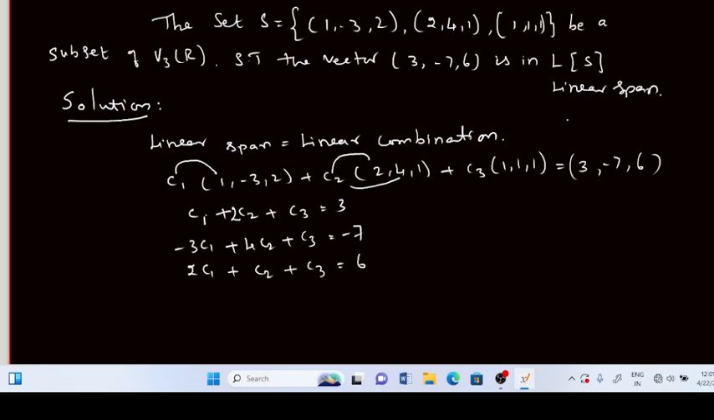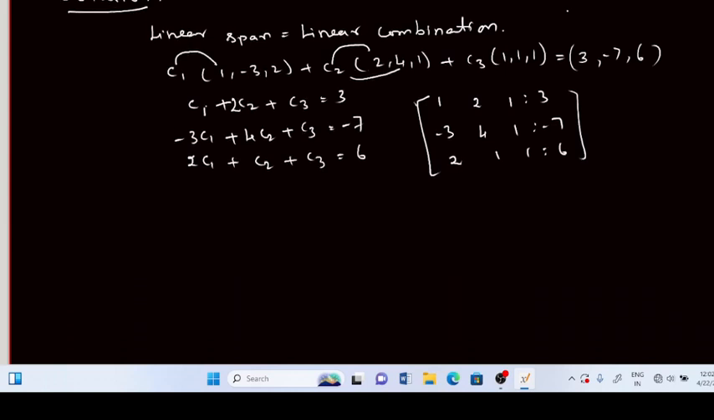This can be expressed in matrix form. Instead of addition, we write the coefficients of C1, C2, C3: 1, 2, 1, 3; minus 3, 4, 1, minus 7; 2, 1, 1, 6. So here we use the row echelon form to find the answer.